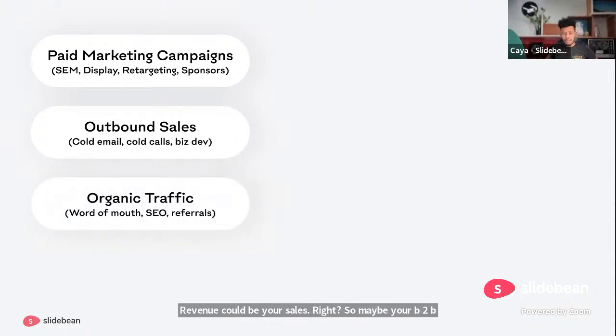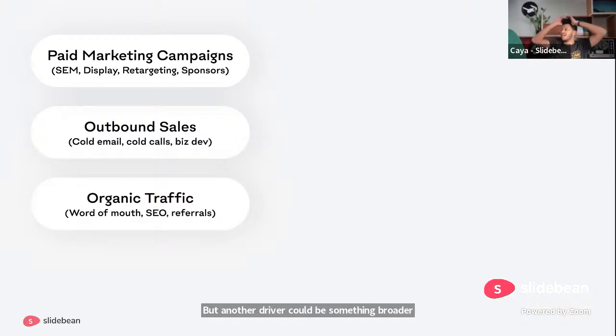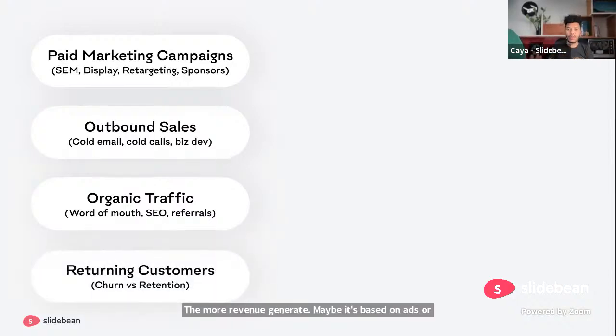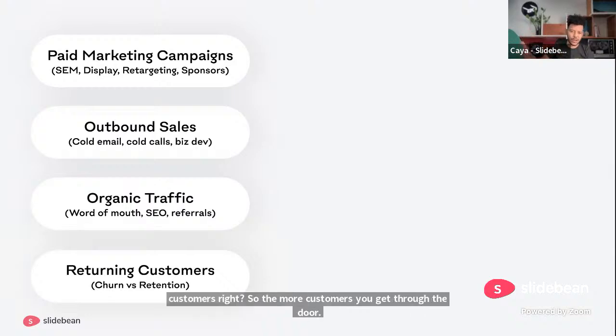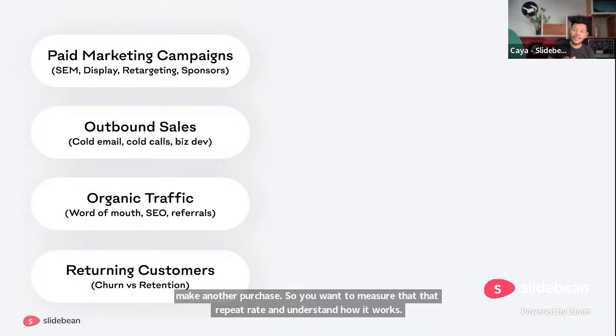But another driver could be something broader, something more end user based, more mass market, like organic traffic, right? So the more organic traffic you have, the more revenue you generate. Maybe it's based on ads or just conversions and signups on your website. And you could also have returning customers, right? So the more customers you get through the door, there's a fair chance that they're going to come back and make another purchase. So you want to measure that repeat rate and understand how it works. And again, all of these drive revenue, but they're not all created equal.